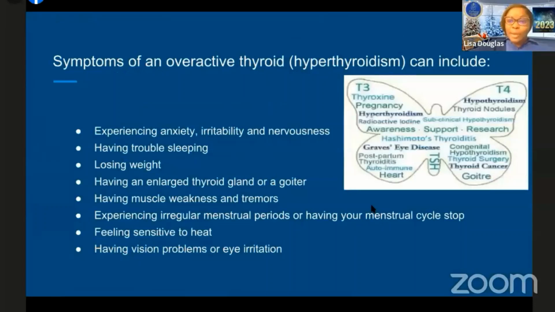Symptoms of hyperthyroidism can include experiencing anxiety, irritability, and nervousness, having trouble sleeping, losing weight, having an enlarged thyroid gland or a goiter, which I showed earlier, having muscle weakness and tremors, experiencing irregular menstrual periods, or having your menstrual cycle stop, feeling sensitive to heat, having vision problems, or eye irritation.